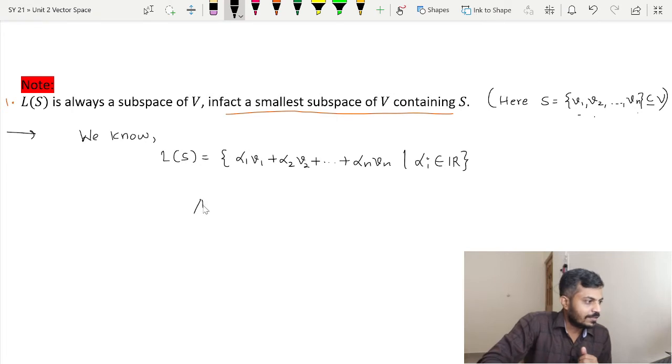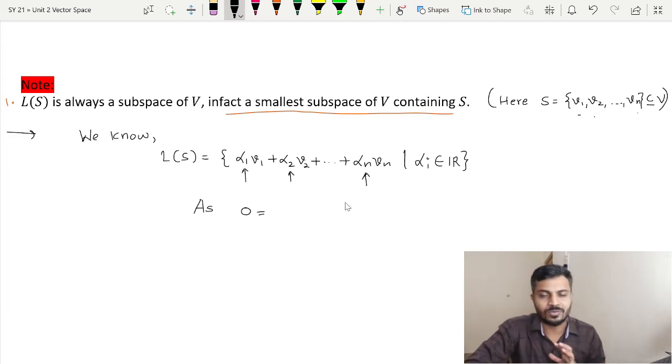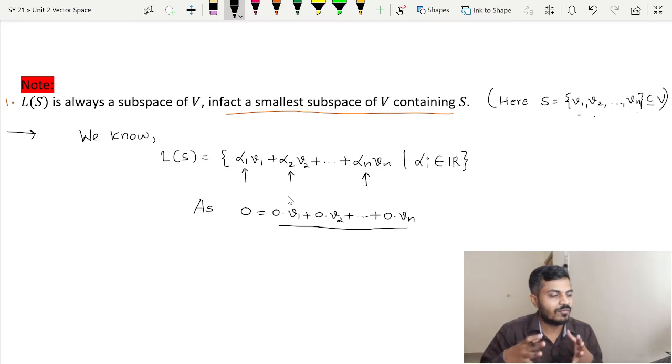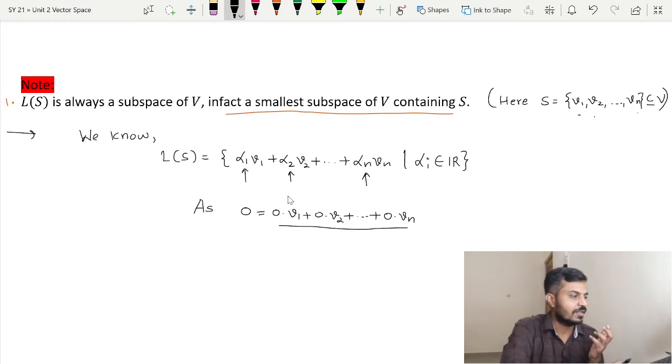How? See here, if I choose my alpha 1, alpha 2 and alpha n all to be 0, then I get 0 multiplied by v1 plus 0 multiplied by v2 plus so on plus 0 multiplied by vn, and you can see that I will get the 0 answer. So indirectly I am taking my values of alpha 1, alpha 2 and alpha n to be 0. You can choose these values of alpha, and as you choose the value of alpha you get a different element of L of S.